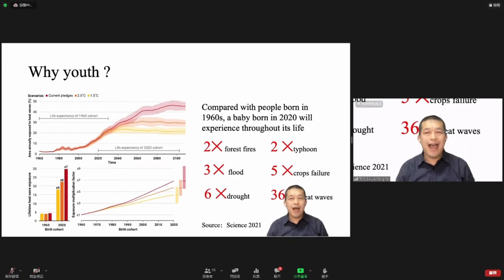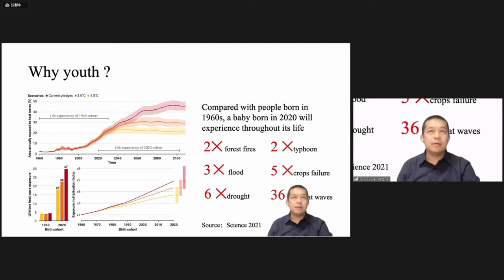become an emerging citizen group or actor in this governance structure? It is in fact very much related to the scientific findings or scientific studies. This is a paper published by Science just several months ago, which compares a baby born in 2020 with people born in the 1960s or 70s or earlier, to see what the difference is in terms of climate impact between those two groups of people. And the result is very shocking: compared with people born in the 1960s or 70s, just like my age, a baby born this year in 2020 will experience much worse climate impact throughout his or her life.